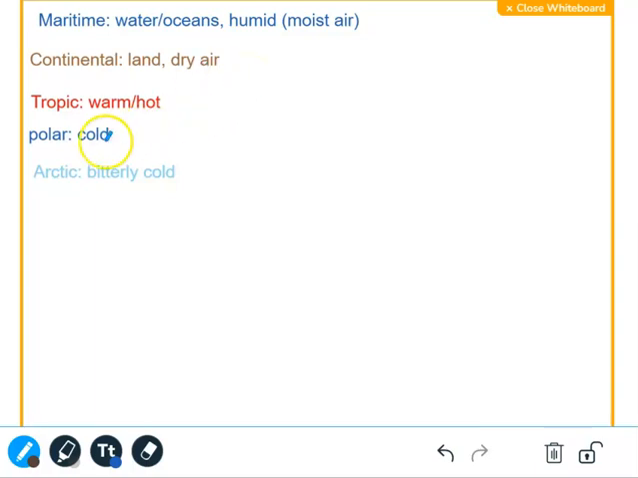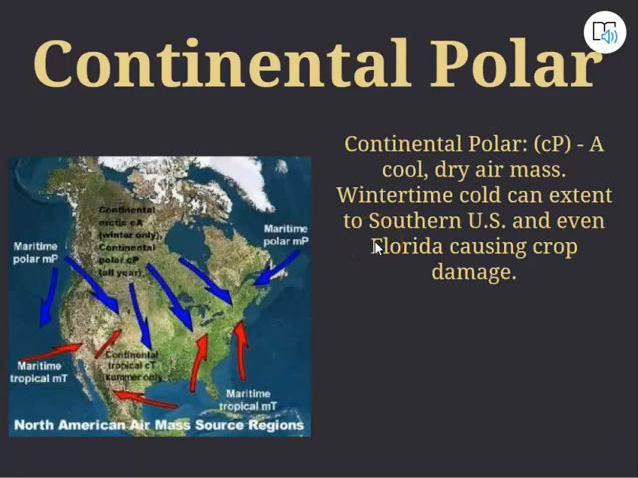Dry air. Polar. So a continental polar is going to be cold, dry air. Continental polar, cold, dry air. And look at where it's coming from. To the north of us. Even further away from the middle line, further away from the equator, which is why it's going to be colder air. Continental polar is going to be a cold, dry air mass.